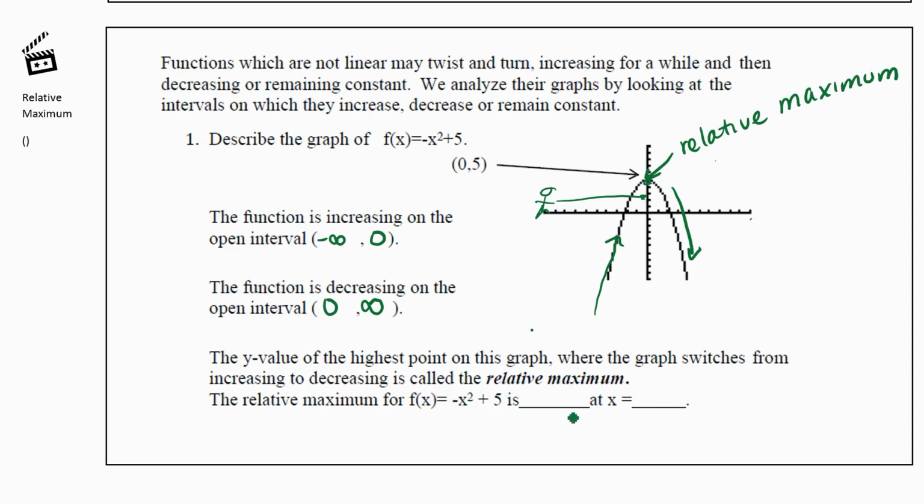Now, we're going to look at our relative maximum, our highest point here, which is the point (0, 5). The y value is called the relative max. So we say the relative max is 5 at x equals 0, and that's where we put the x coordinate. So this is where we say where it's at, the x coordinate. Okay, so that's a relative maximum. It'll happen when we go from increasing to decreasing, and it'll be a highest point.